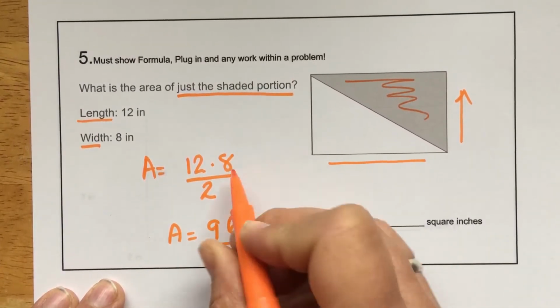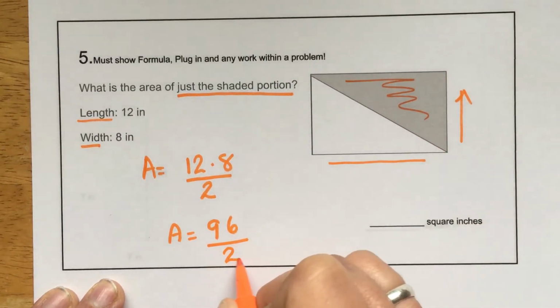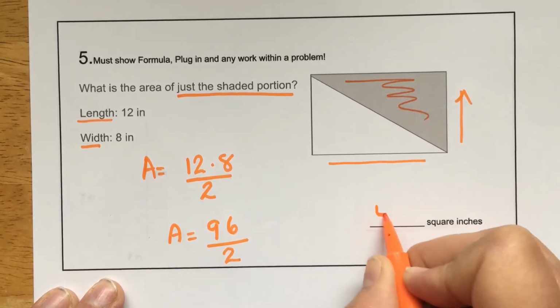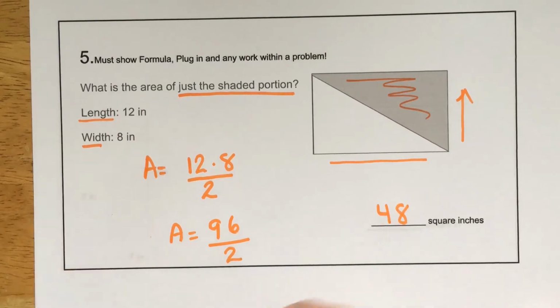96. I still have to divide that by 2 because 96 is the rectangle. I just want the triangle. I divide that by 2 and I get an area of 48 square inches. Okay. Next, let's take a look at number 6.